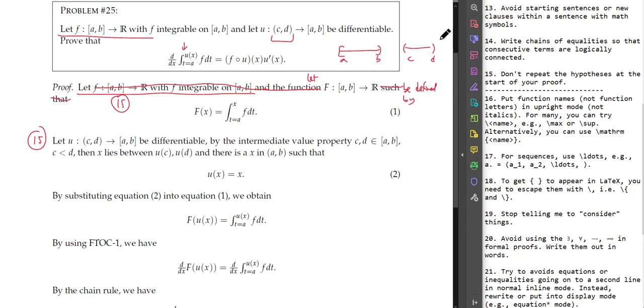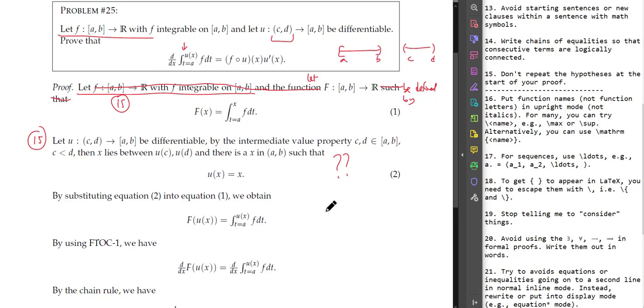You're saying then x lies between u of c and u of d. I don't know what x is. And there's x in AB such that u of x equals x. Oh, you're saying that u has a fixed point. Well, that's probably not true. I can think of easily differentiable functions that don't fix anything. For example, maybe u of x equals 2x on the interval 1 to 2. Nothing gets fixed, every number gets doubled. So I'm not really sure where you're going with this.